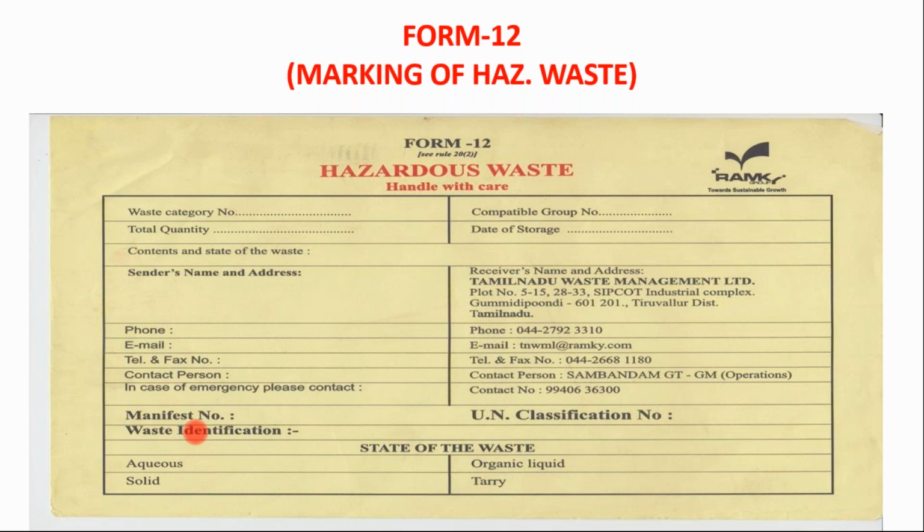Please contact that particular number, that is the emergency number. Then manifest number, then waste identification, compatible group number, date of storage, receiver's name and address, then phone number, email ID, telephone number, contact person, contact number, etc. Then the UN classification number for identifying this type of chemical, which is a unique number. From this unique number you can identify the different physical, chemical or reactive characteristics of that chemical. Then the state of the waste: aqueous, solid, organic liquid or tarry.